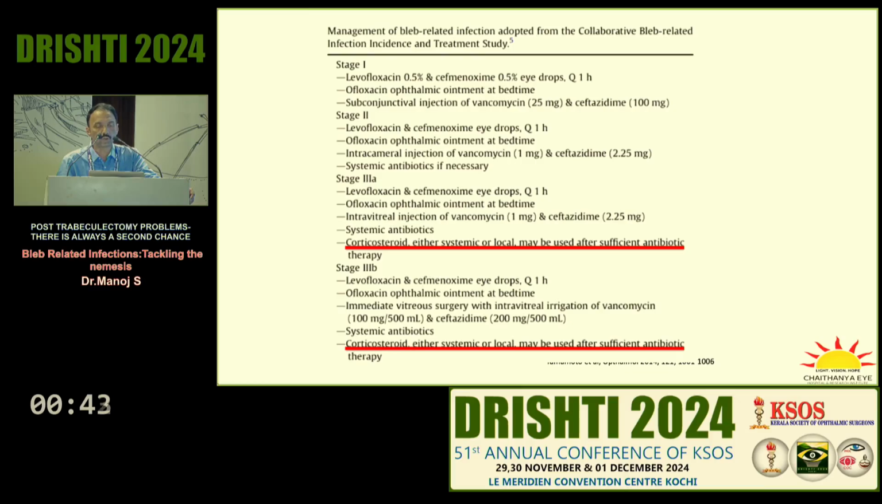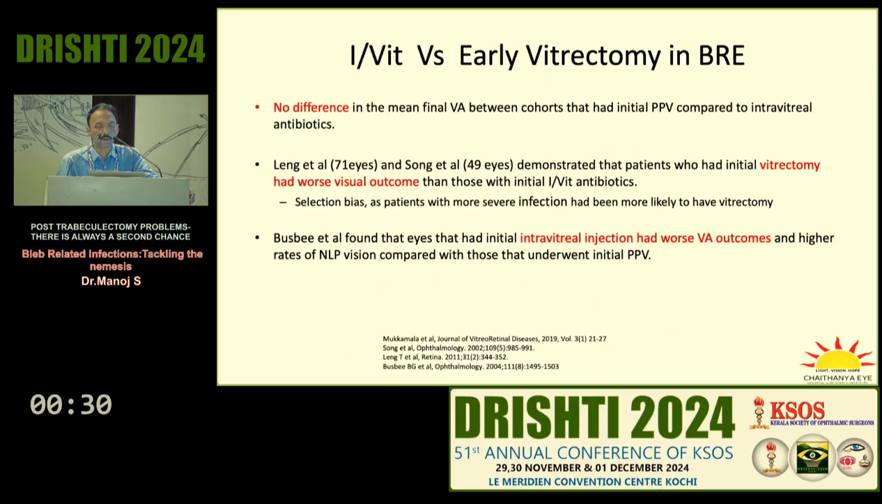There is a role for steroids in these eyes, as the collaborative bleb-related study used corticosteroids both systemically and locally in both stage 3A and 3B and found favorable results. In terms of early vitrectomy, the data is a little divided as of now, though we tend to do early vitrectomy in these eyes. If you look at the data, there's no big difference between the initial intravitreal injection versus the early vitrectomy group. There are some studies which have shown that the vitrectomy group actually had a worse outcome.